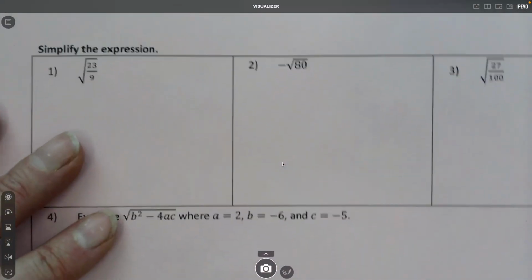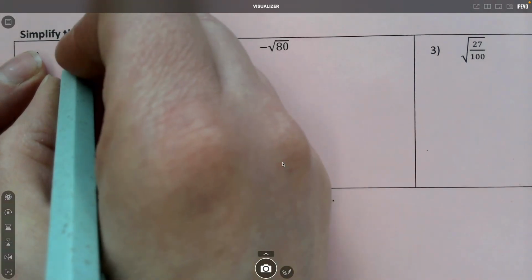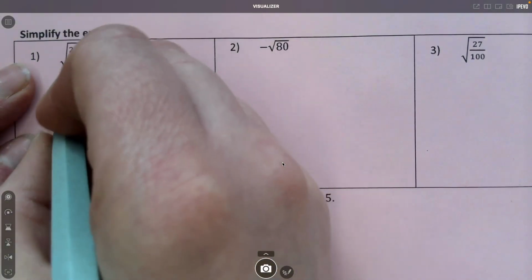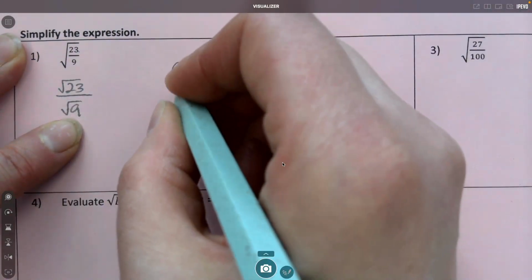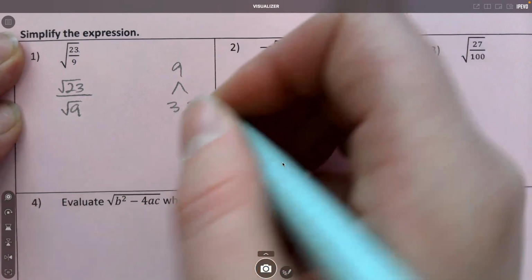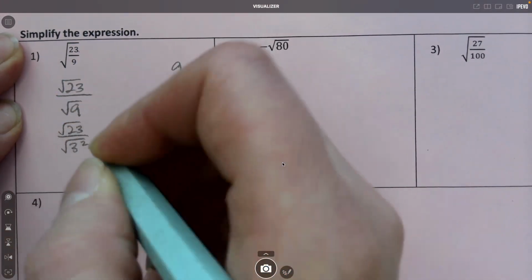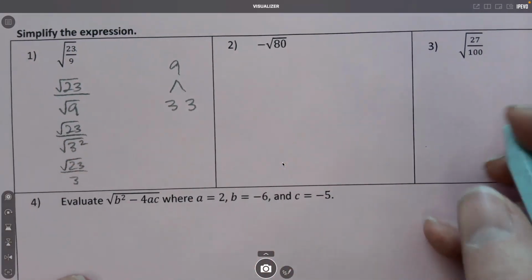So let's go ahead and finish up our notes. We've got a couple problems left. These are ones that you would be trying on your own in class. So 23 is a prime number. With fractions, I'm going to break it up over the top and bottom. And then hopefully we recognize 9 right away off our list of squares. 9 is 3 times 3. So this is going to be square root of 23 over square root of 3 squared, which is just square root of 23 over 3. All right, next is 80.